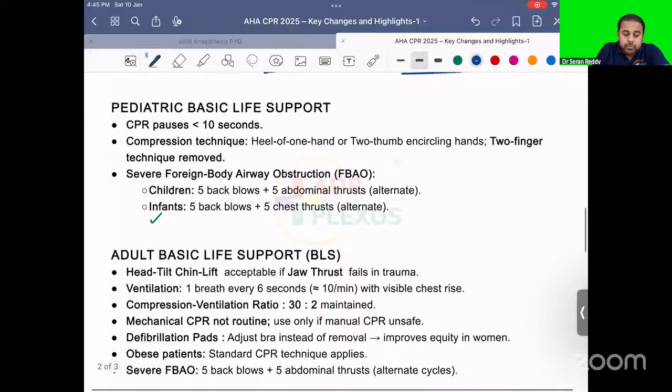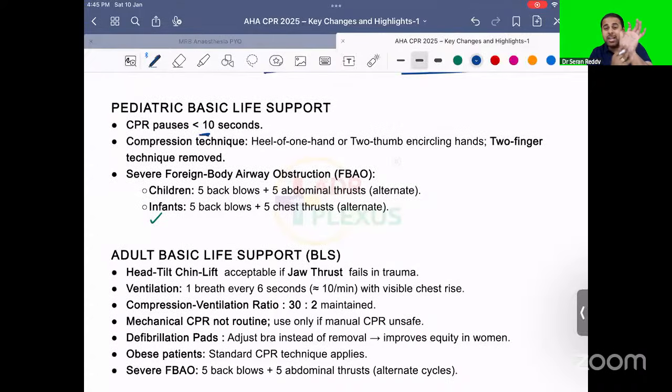Then pediatric basic life support, when you're doing it, CPR pause should be less than 10 seconds. Compression technique: it will be the heel of the hand or two-thumb encircling hands. But remember, the two-finger technique has been removed. Please remember. So heel of one hand or two-thumb encircling hands. Two-finger technique, where you compress the sternum, has been removed.